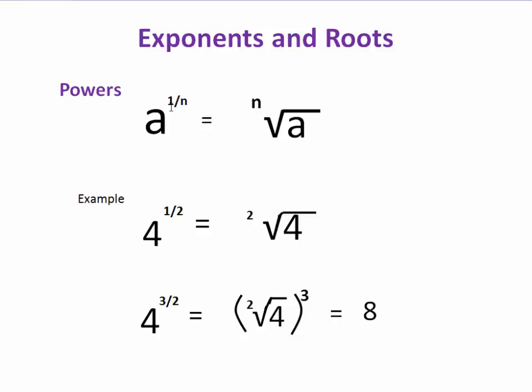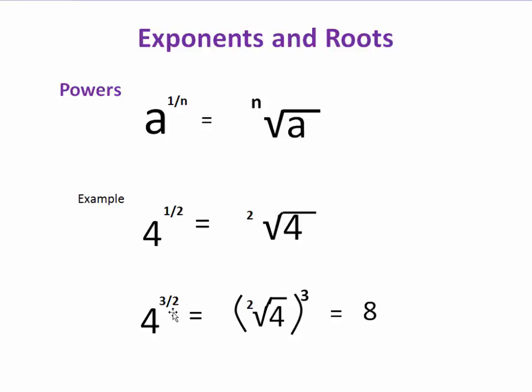If we have 1 over n as the exponent, a to the 1 over n, this is a root. So I remember it as, if we had 1 over 2, as in this case 4 to the power half, this means the square root. So 4 to the power half is the square root of 4. Similarly, if we had 4 to the 1/3, that would be the cube root of 4.